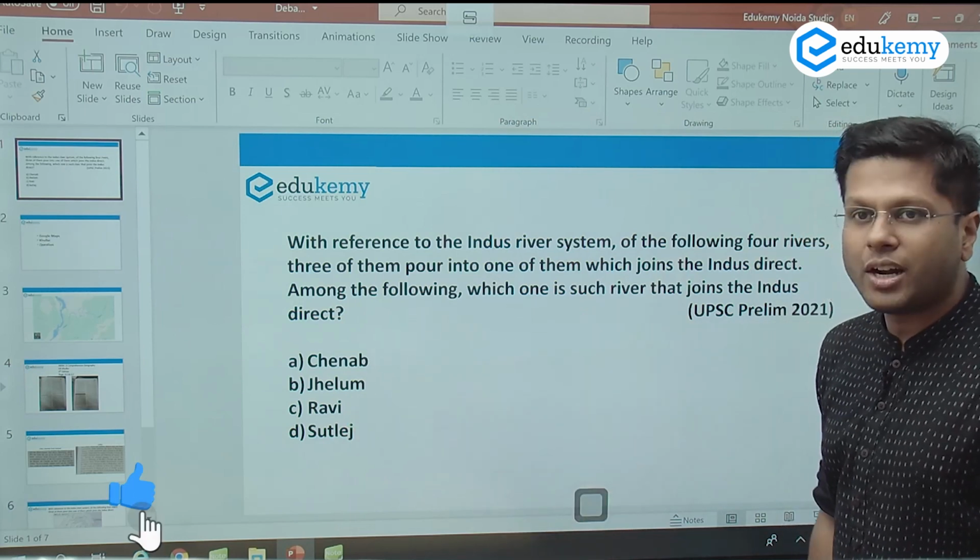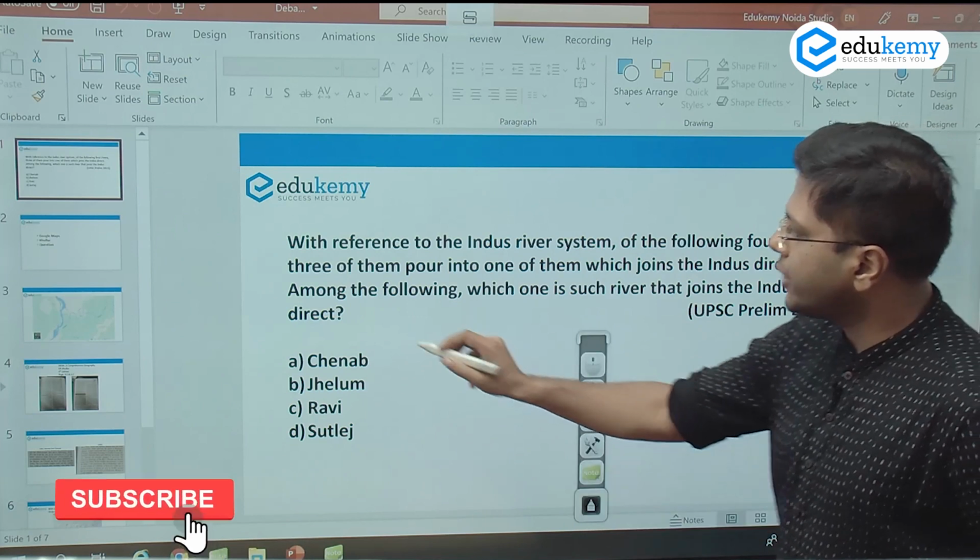In case you have marked Jhelum or Ravi, they will not stand correct, but there could be a debate between Chenab and Sutlej.